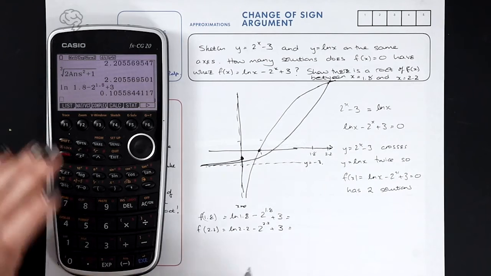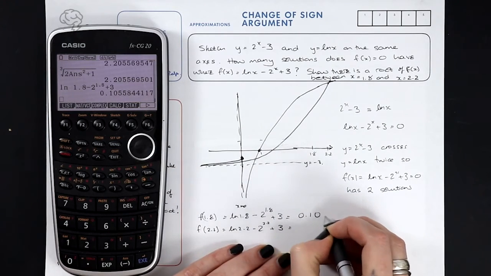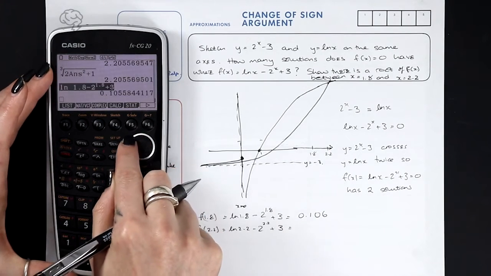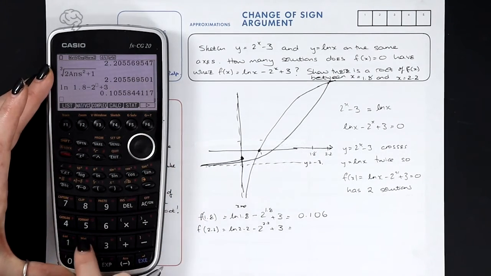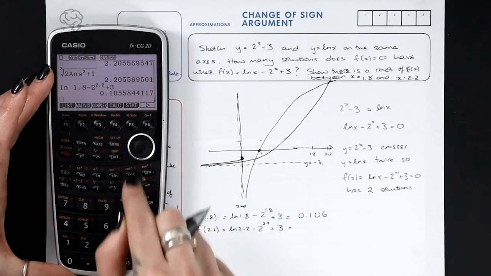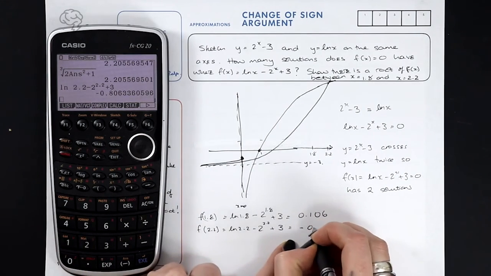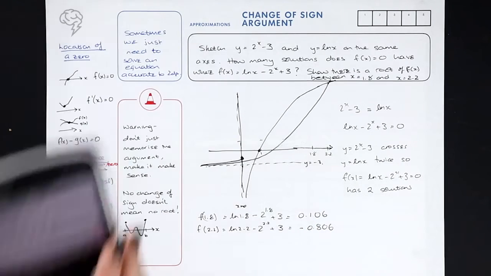Plus 3. So this comes out to be 0.106 to 3 significant figures. And if I go back into that function and just change it to a 2.2, yes, negative 0.806 to 3 significant figures.